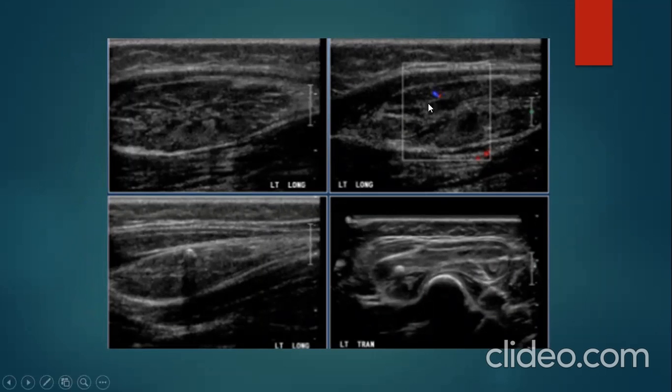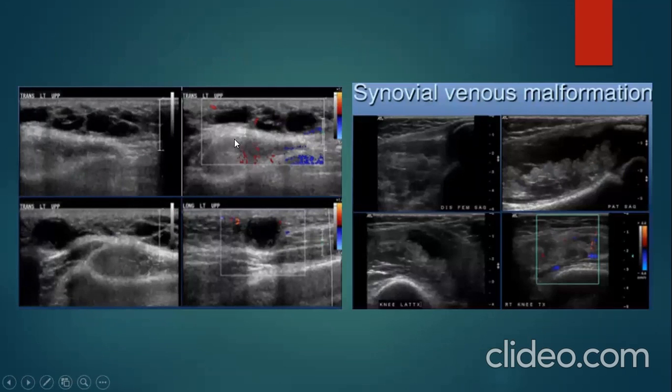So you see that there is low velocity flow on this image where we turn on color Doppler, and sometimes there is no flow, there is no velocity flow on this one.